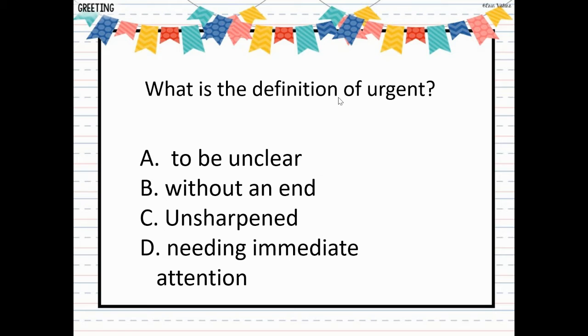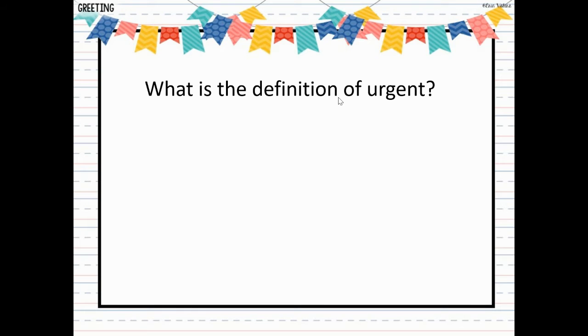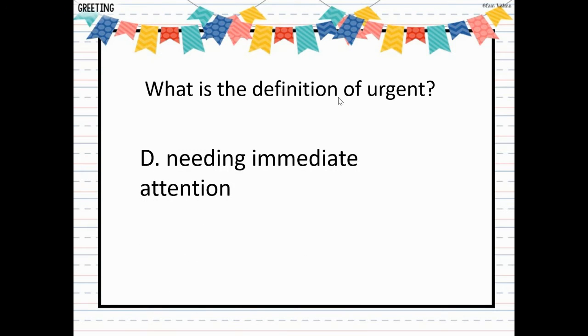What is the definition of urgent? This was a word last week, urgent. Is it to be unclear, without an end, unsharpened, or needing immediate attention? What is the definition of urgent? You should say urgent means needing immediate attention. Remember, going to an urgent care because you need immediate help. Urgent is getting it done right away.